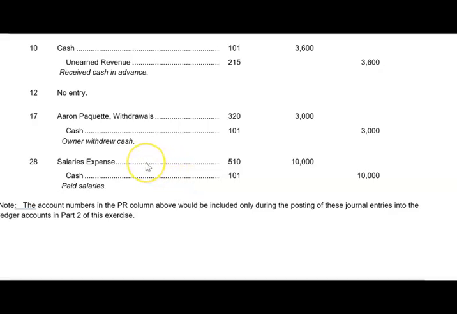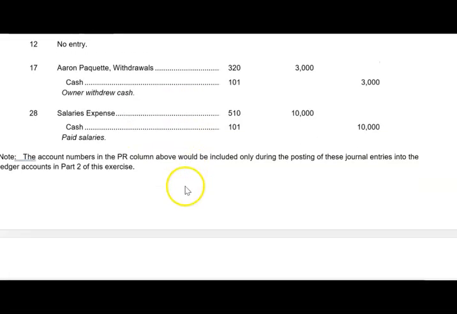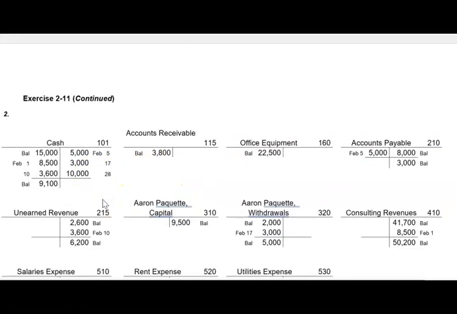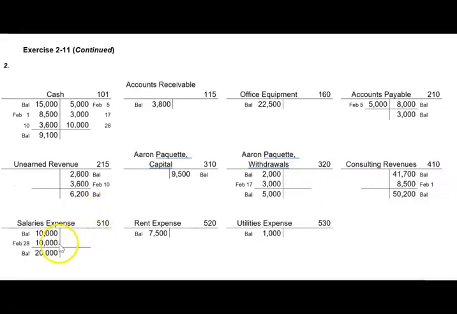And then finally, we have salaries expense 10,000 and cash 10,000. So we're reducing cash by 10,000, and we have salary expense for 10,000, and our expenses are always debits. So now we need to come up with the totals. As you can see, I already have them here, but the way to do it is anything that has the normal balance of a debit, add up the debit side, subtract off the credit side, and you'll come up with your ending balance of 9,100 for cash.